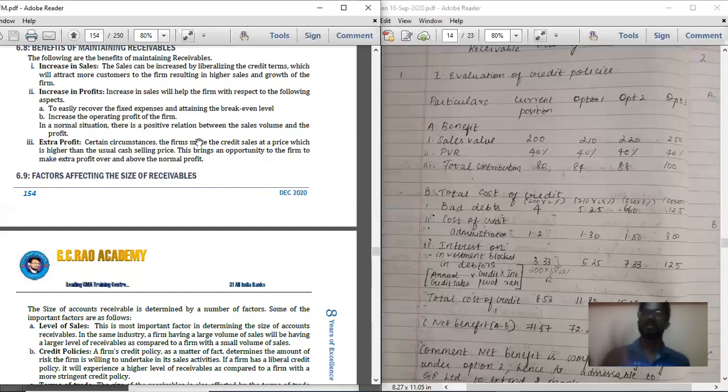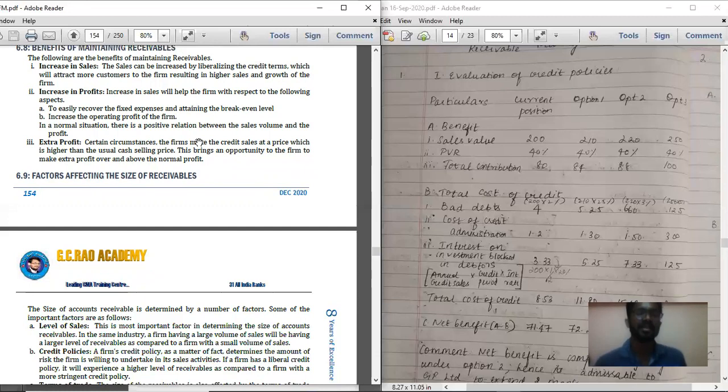And what are the benefits? It is not only disadvantages, there are also some advantages of maintaining receivables. That is, you can increase the sales. Suppose you have a good receivables management team. The team told you that if you give credit for a month, then you can increase your sales by 50%. Then this will help to boost your sales. So when you are maintaining good receivables management, there will be an increase in sales, and there will be an increase in profits.